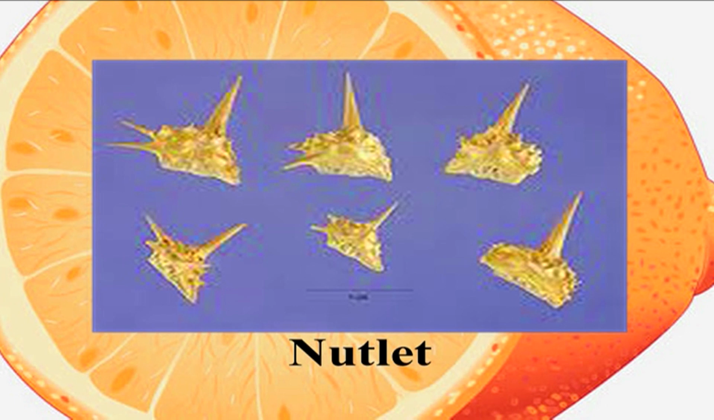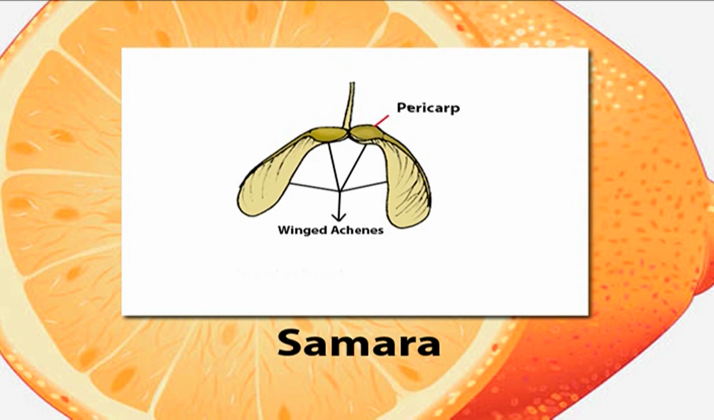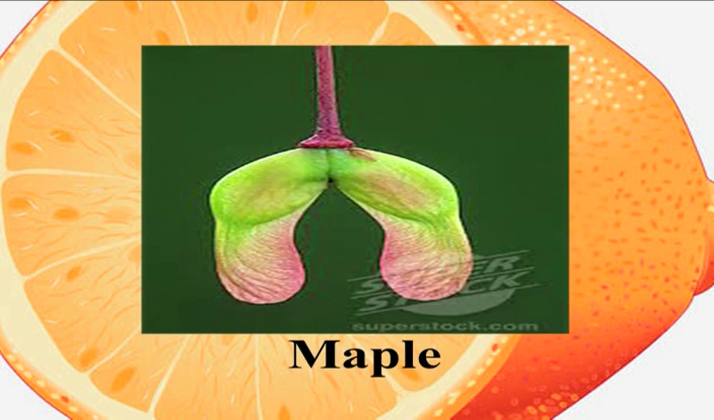Nutlet, a small nut-like fruit. The nutlet is a pyrene, which is a seed covered by a stony layer such as the kernel of a drupe. Example, mericarps in Boraginaceae and Lamiaceae. Samara, it's a fruit in which a flattened wing of fibrous papery tissue develops from the ovary wall. They are winged achenes, example, maples.